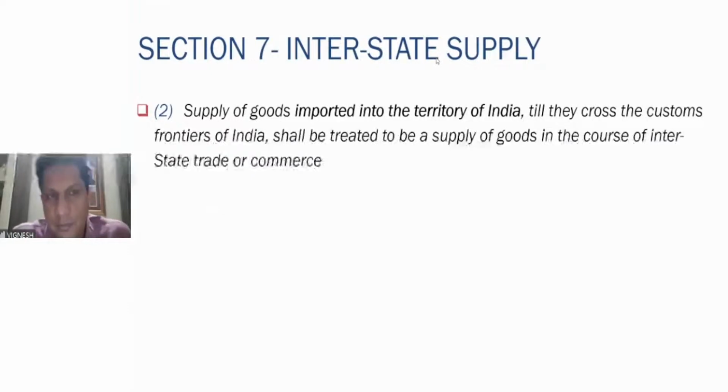Then the second important subsection of section 7 talks about import of goods. So import of goods also is to be taken as interstate trade or commerce. Very clear. Therefore, any supply of goods which are imported into the territory of India, till they cross the customs frontiers of India, shall be treated as a supply of goods in the course of interstate trade or commerce. So very simple, import of goods also is interstate supply. Section 7 subsection 2 clearly gives this point.